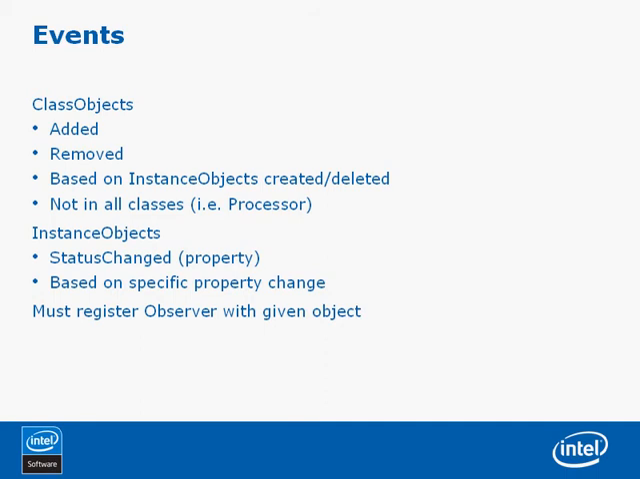Instance object types support a single event, status changed, which is available for all intrinsic properties. This allows the application to register for notification of changes to any property of an instance object. The actual callback for an event is handled using a user-defined class deriving from Observer. This provides a consistent experience between Java, C++, and .NET, instead of .NET native features like delegates.